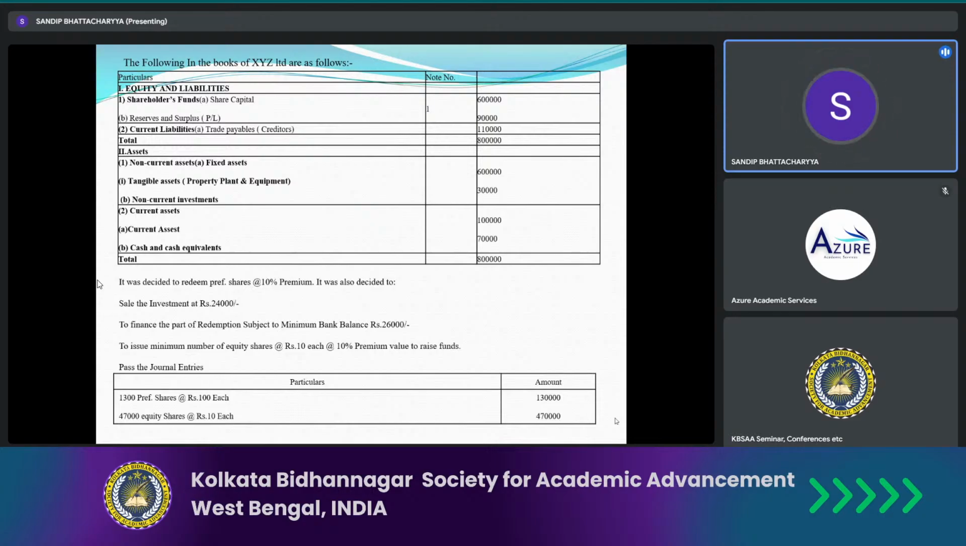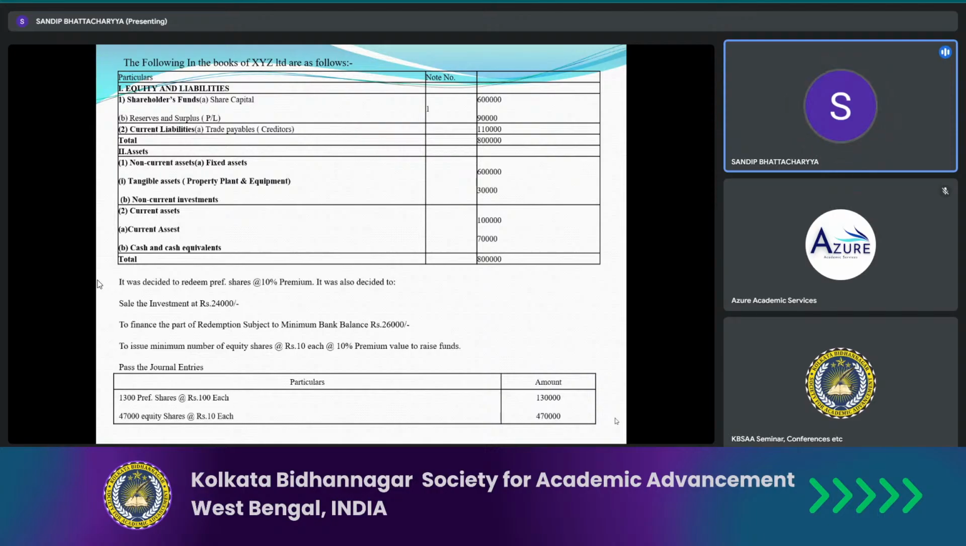That's fine. And in case of share capital, there are two categories of share: preference share as well as equity share. How much is the preference share? There are 1,300 preference shares at the rate of 100 each, which is rupees 1,30,000, and 47,000 equity shares at the rate of 10, that is 4,70,000. And there is some additional information, that means the redemption of preference shares at 10% premium.